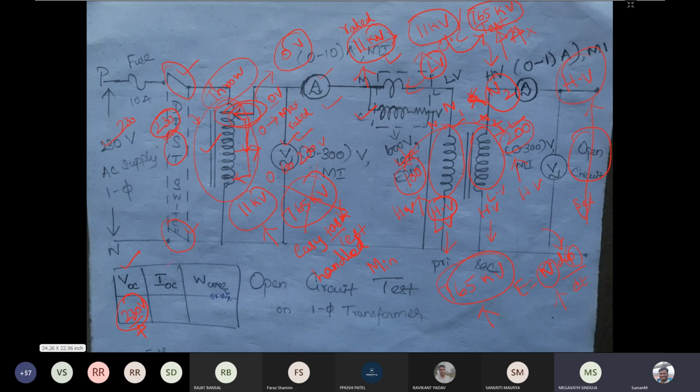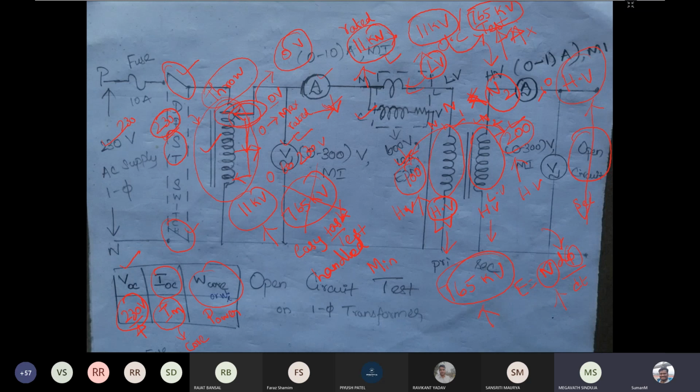Then I_OC, the current measured by this wattmeter, flows through this path. Since the secondary current is 0, a very small amount of current flows. That current only supplies the magnetization part and the core loss component. The power measured in this open circuit test gives the power loss, which is nothing but the core loss of the transformer. So these three things we measure in the open circuit test.